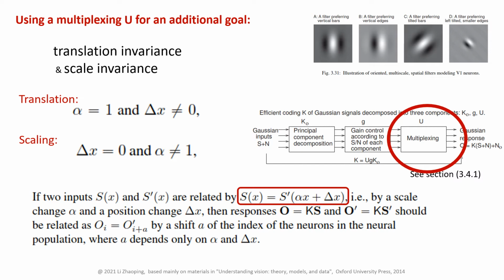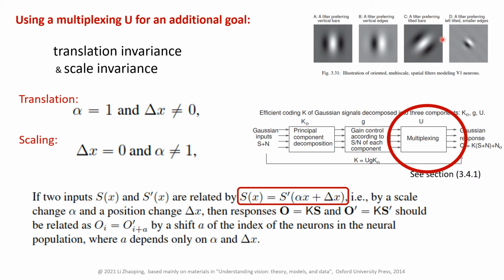However, if your apple moves closer to your eye so that its retinal image becomes bigger, with an alpha larger than 1, but its retinal position does not change, so delta x equals 0, now the retinal ganglion cells cannot respond in a way that gives scale invariance, because their receptor fields have roughly the same size and the same shape. Therefore, a size change in the retinal image will cause a very complicated change in their population responses that's not describable by such a relationship to keep scale invariance.